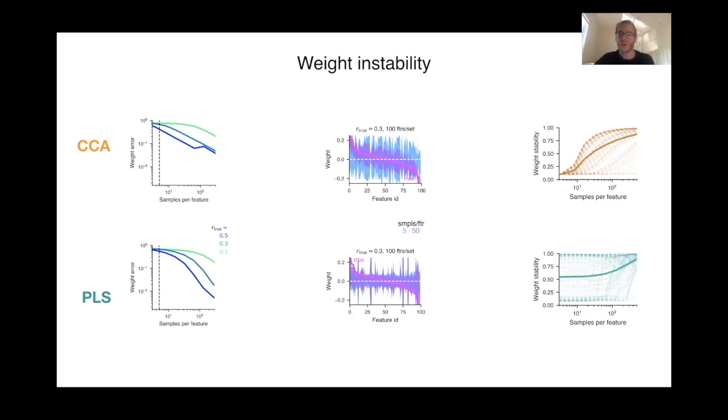For CCA, weight stability was quite low for small sample sizes, but then increased towards 1 for larger sample sizes. For PLS, however, weight stability could already be quite large, even for small sample sizes. And that was despite the fact that weight errors were also large. So how did it come about that PLS weights seem to be inaccurate but stable?